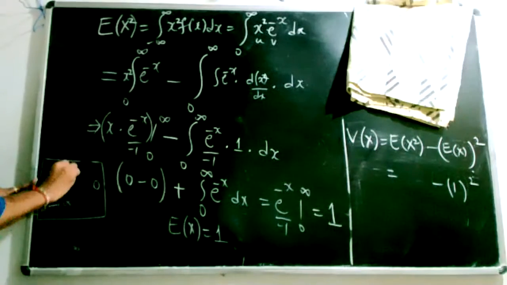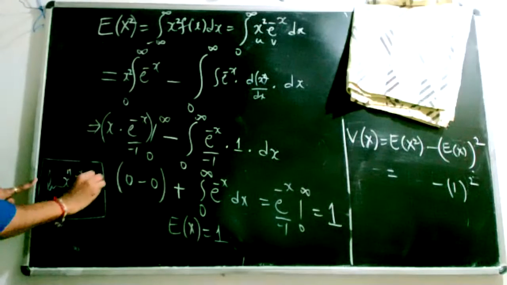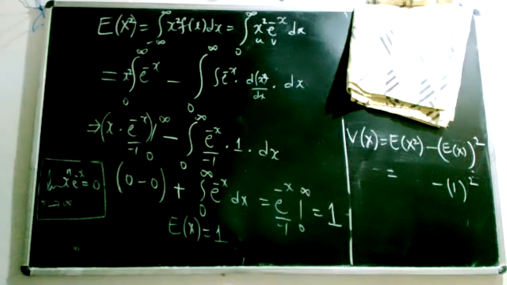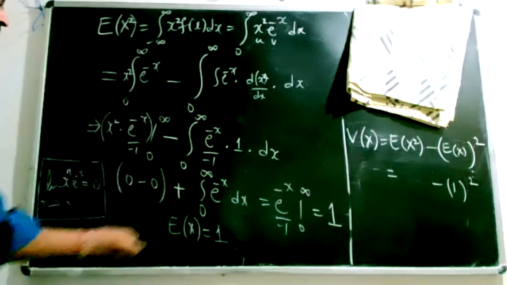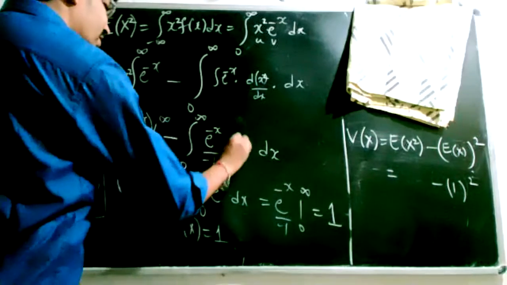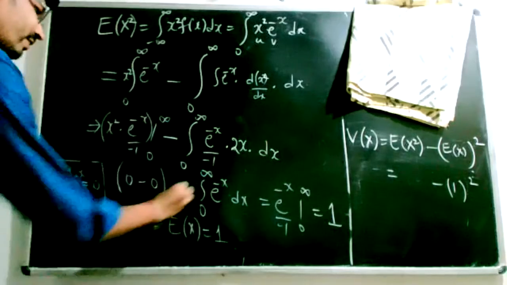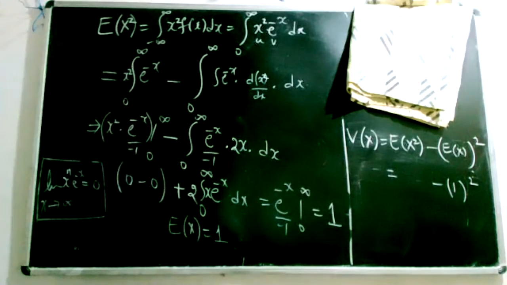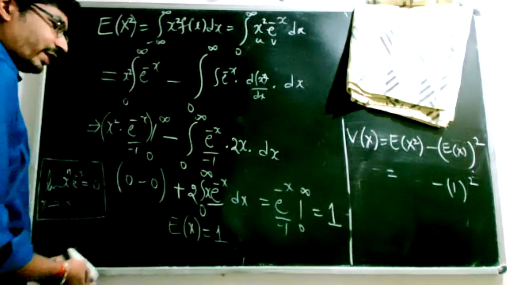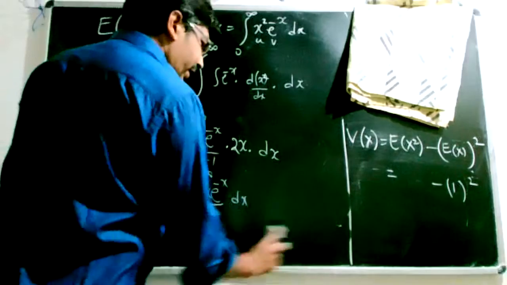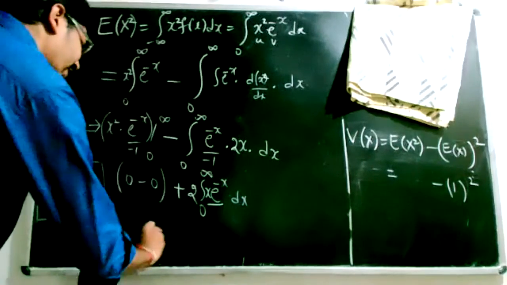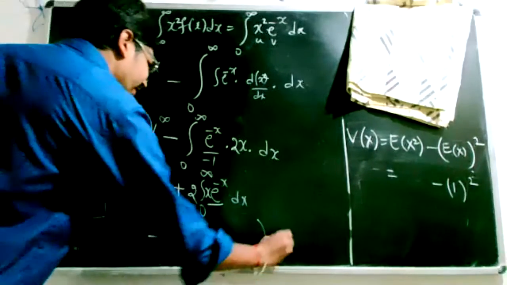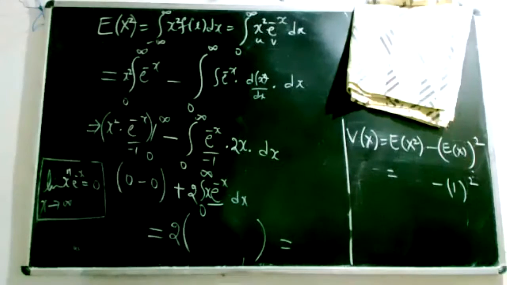Limit of x to the power of n e power minus x with x tending to infinity always goes to 0. So again this term becomes 0 and the derivative of x square is 2x. So you will be left with 2 into the integral of x, 0 to infinity, e power minus x. So again uv has come here, so again you have to apply the product rule. Apply the product rule again, solve it and tell me what answer you get.